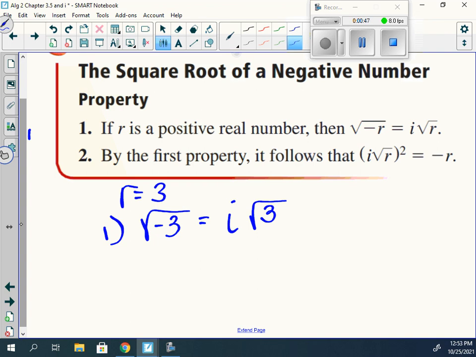Now, the second part, according to the first part, if we take i square root of 3 and square it, we'll just get back to negative 3. Because the square root of 3 squared is 3, and i squared would be negative 1, so we would end up with negative 3.